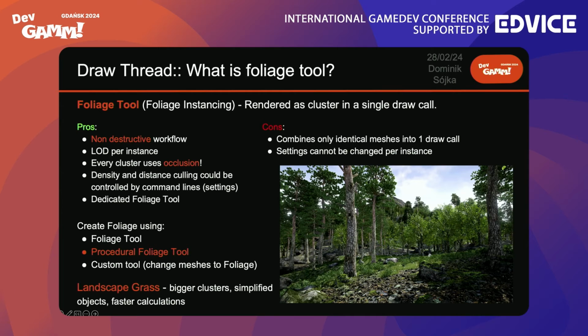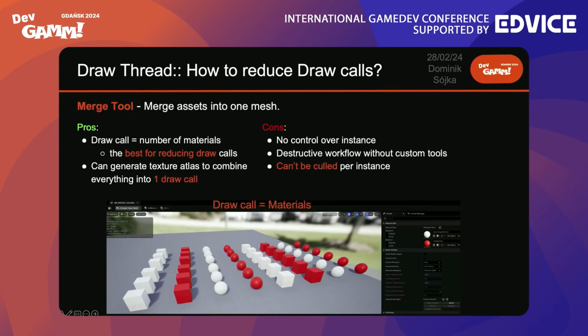There is also a tool called landscape grass that is really great basically for grass, because it creates a bigger cluster and is more simplified. It's the fastest way for instanced static mesh.